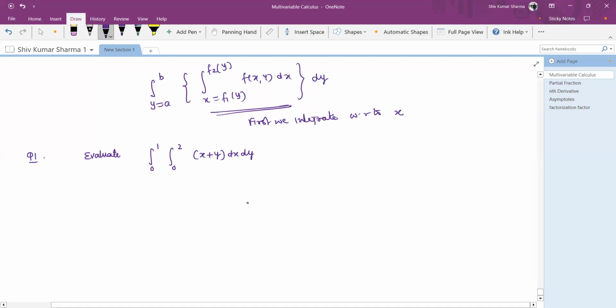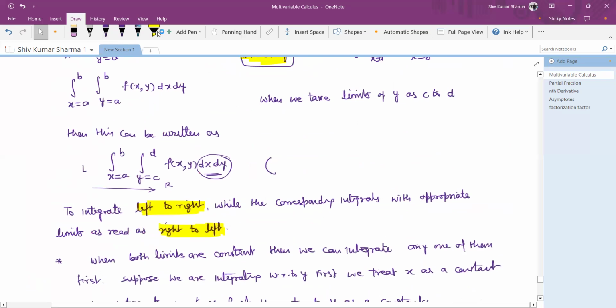We have already mentioned that we move from left to right, as per the order of dx dy. So the first limit is for x and the second limit is for y: x equal to 0 to 1, y equal to 0 to 2. Both limits are constants, so we can integrate either one first. We basically start from right to left, so we solve for y first. Remember, the integrals go from right to left with the appropriate limits.